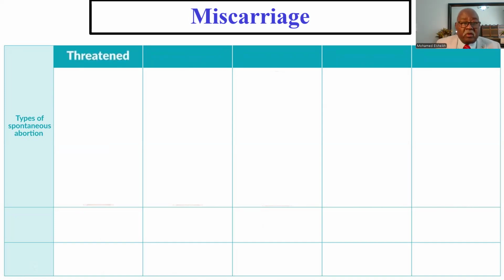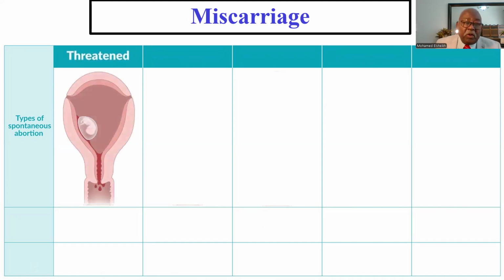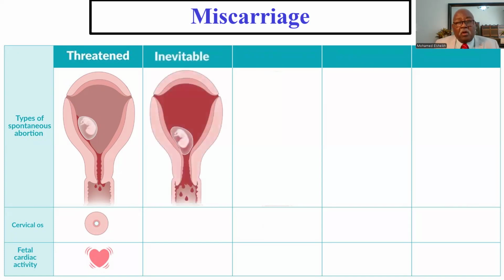If it is a threatened miscarriage, you normally find the pregnancy inside the uterus. And if you do cervical or vaginal examination, you will find the cervical os closed. And if you do an ultrasound, you can hear the fetal heart. It is heard. The fetal heart is there. So threatened: cervical os closed, fetal pulse within the uterine cavity, and the fetal heart is heard or seen.